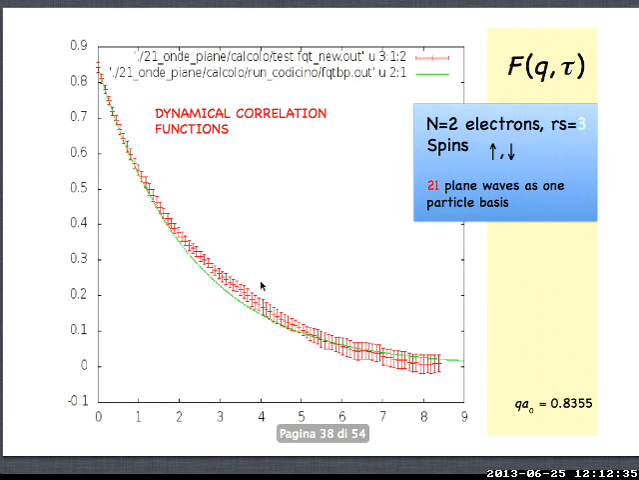When rs becomes 3, some problems begin to occur. You need longer and longer simulations to stabilize the profile of the curves, and the numerical stabilization problem becomes more and more severe at big rs.